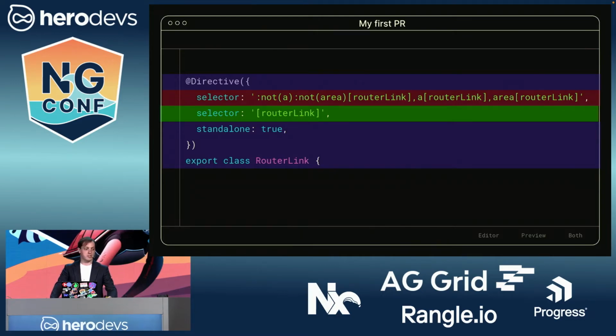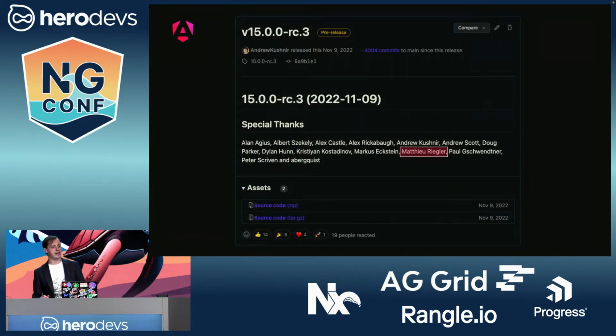And actually, this is my first PR, and it landed 3 or 4 days after I submitted it. And I was really happy to see that my name, for a little guy from France, is in the release notes of Angular. I was really happy with it. And that's how it started.